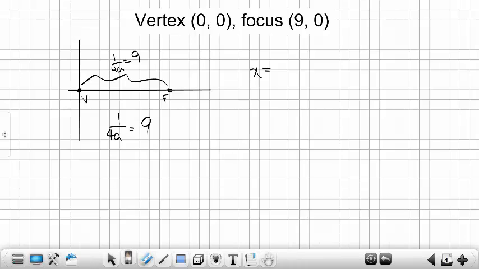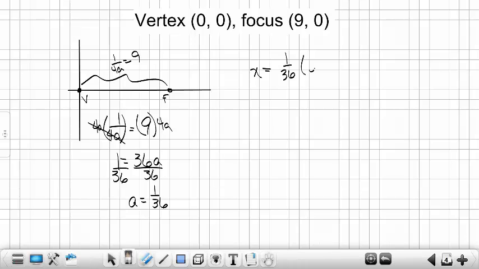Hopefully, if you guys are getting quick at this, what's 9 times 4? 36. It's just going to be 1 over. Bam, every time, right? That 1 over. So multiplied by 4a. But I don't mind putting the steps. We're just learning it. I can put the steps every time. But if you catch the pattern, that's golden. Okay, so x equals 1/36 (y minus 0) squared plus 0, because the vertex is (h, k). Which simplifies.